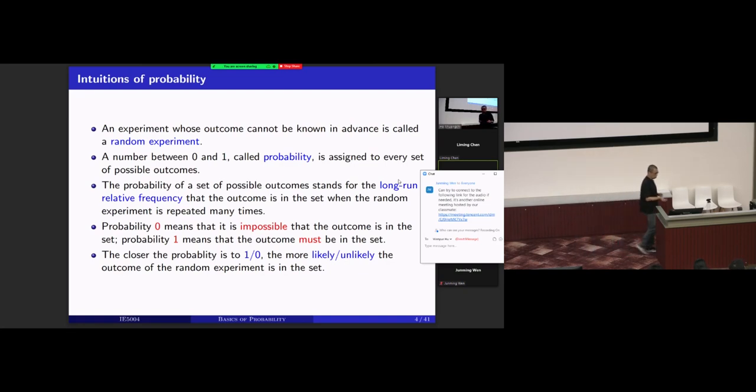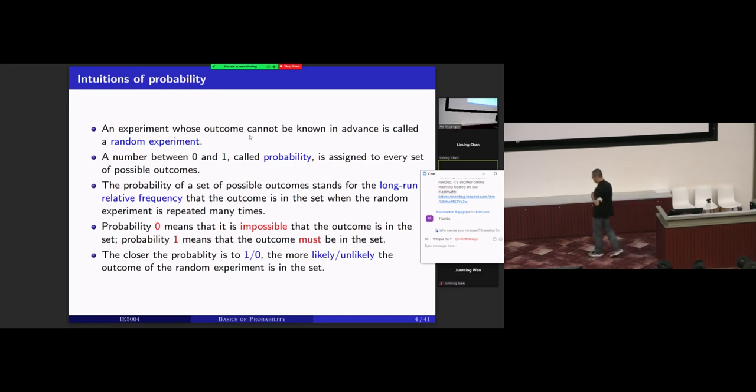And of course, you can also flip other things, say a die, right? A die is just a little cube which has six facets, and on each facet there are dots. So it has six outcomes, 1, 2, 3 up to 6. That's a die. So this is a random experiment, so we don't know the outcome. And we need to study the likelihood, uncertainty, whatever. And then how to study that? We need to think of a number. That number is between 0 and 1, which is called probability. This probability is assigned to every set of possible outcomes.